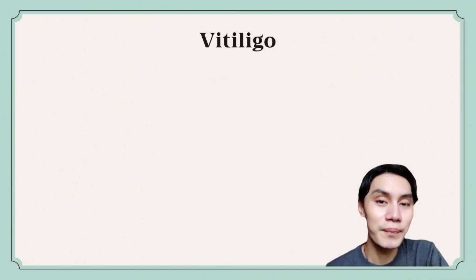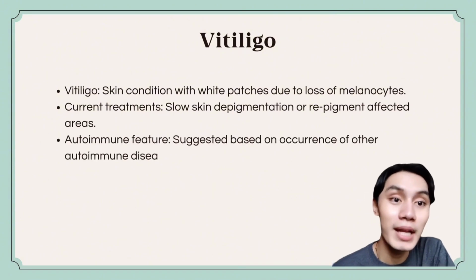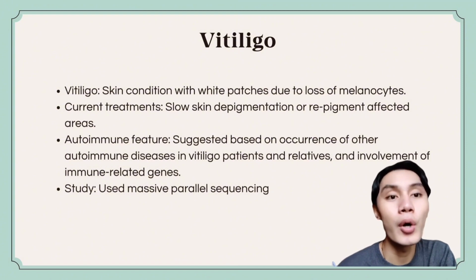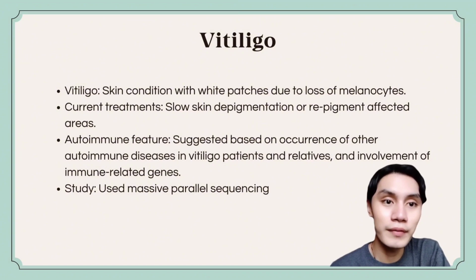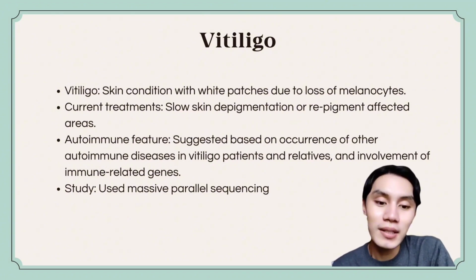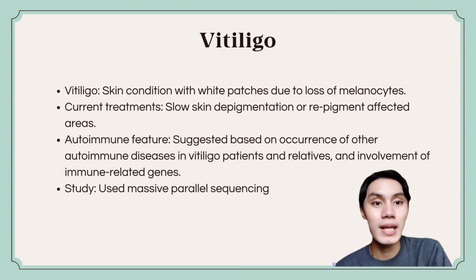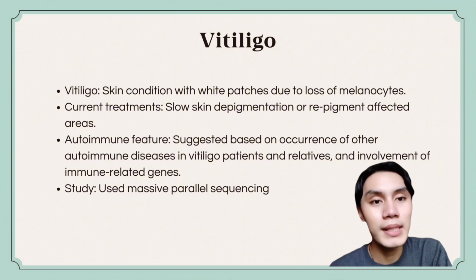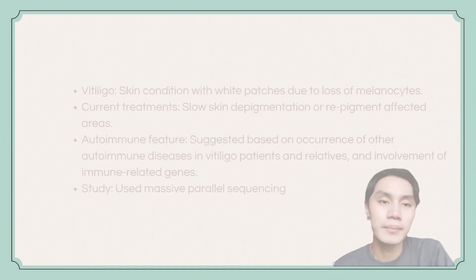So what is vitiligo? Vitiligo is a skin condition with white patches due to the loss of melanocytes. The current treatments are to slow skin depigmentation, or to repigment the affected areas. The autoimmune feature of this disease is suggested based on the occurrence of other autoimmune diseases in vitiligo patients and relatives, and the involvement of immune-related genes.